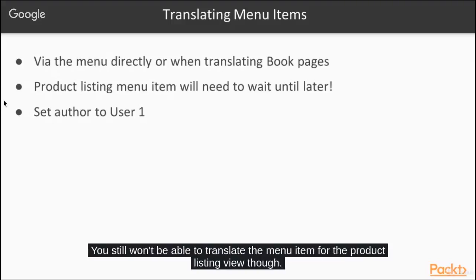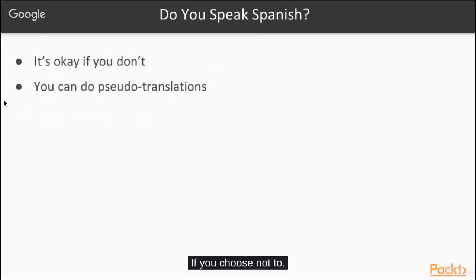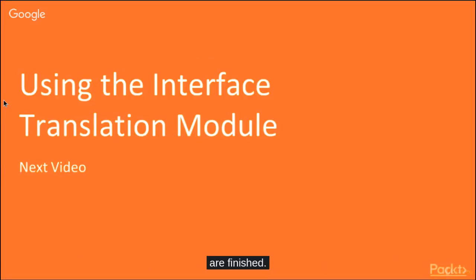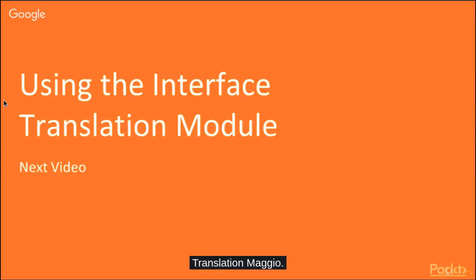You still won't be able to translate the menu item for the product listing view though. Finally, it's not important that you do a proper translation. If you choose not to, you can make it simple by adding something like "en español" to the different pieces of content. When you are finished, I'll see you in the next video in which we explore the interface translation module.